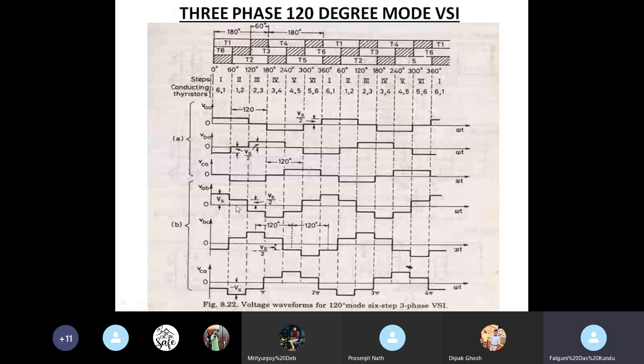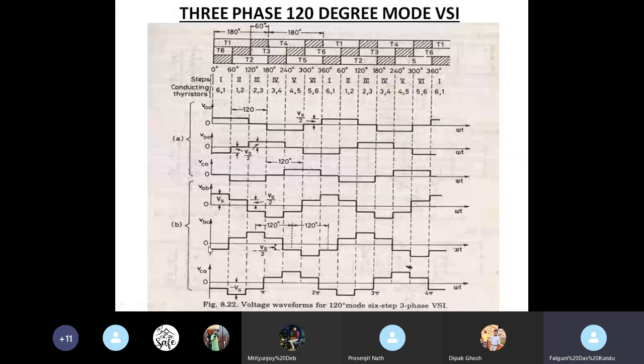In the duration 60 to 120, the value of VA0 is Vs by 2 and VB0 is 0. So we get VA0 minus VB0, that is Vs by 2 minus 0, that is Vs by 2. After that, during the interval 120 to 180, what happens is 0 minus Vs by 2, that means minus Vs by 2. After that minus Vs, and this continues in nature.